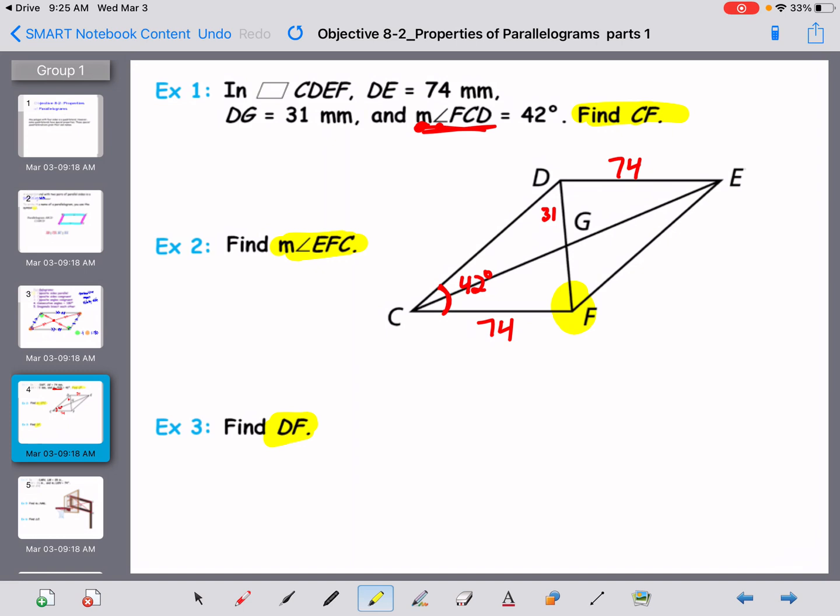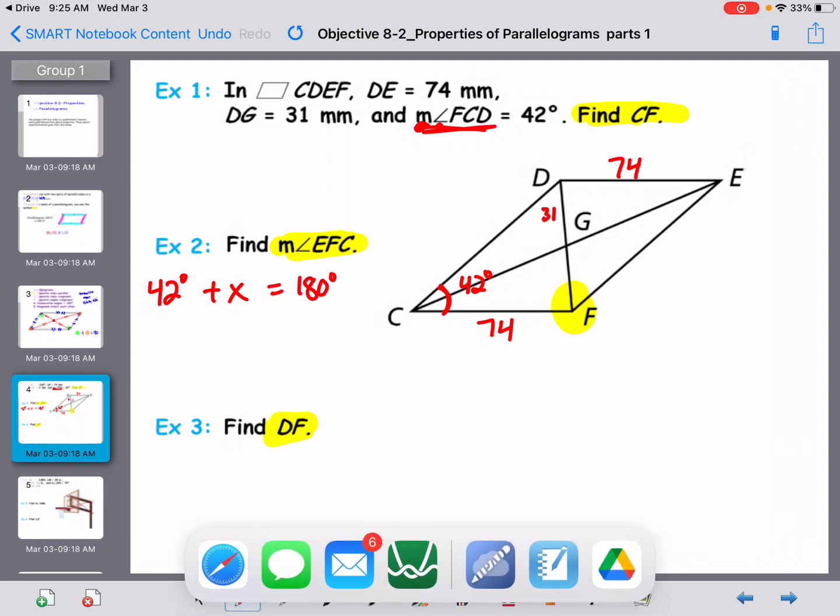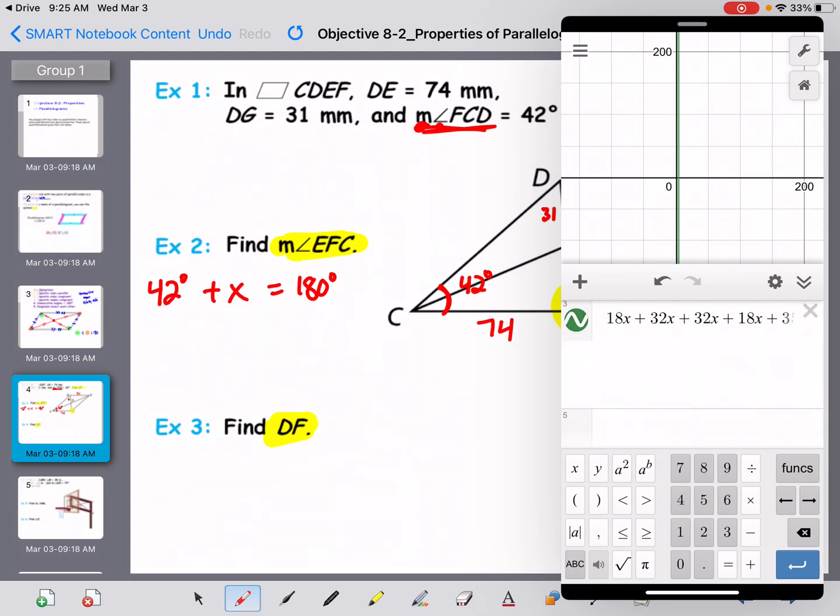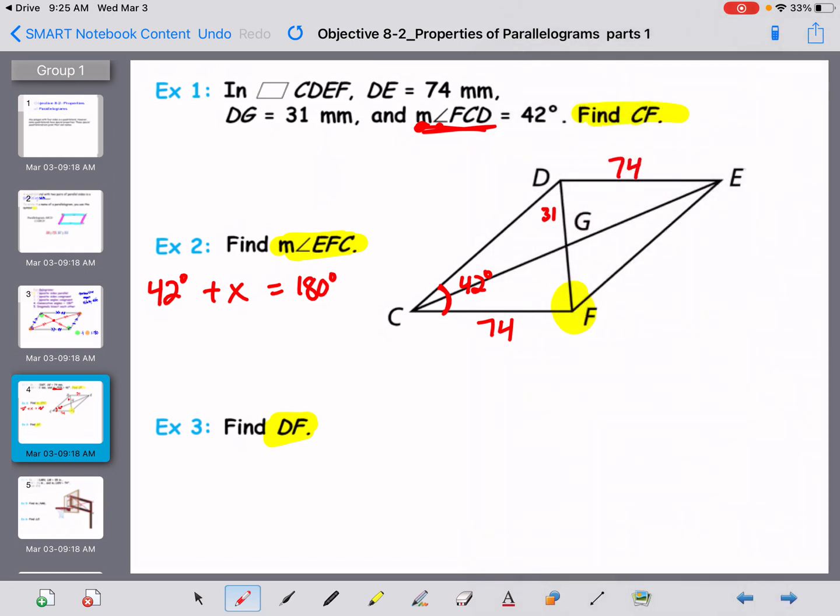EFC is this angle, EFC. Now, what do I know about the consecutive angles? If the angles are side by side, they would equal 180 degrees. So 42 degrees plus the angle that I don't know equals 180 degrees. So really quick, we're just going to subtract. Let's clear my calculator out. We're going to subtract 42 from 180. And we get 138. So angle EFC is 138 degrees.